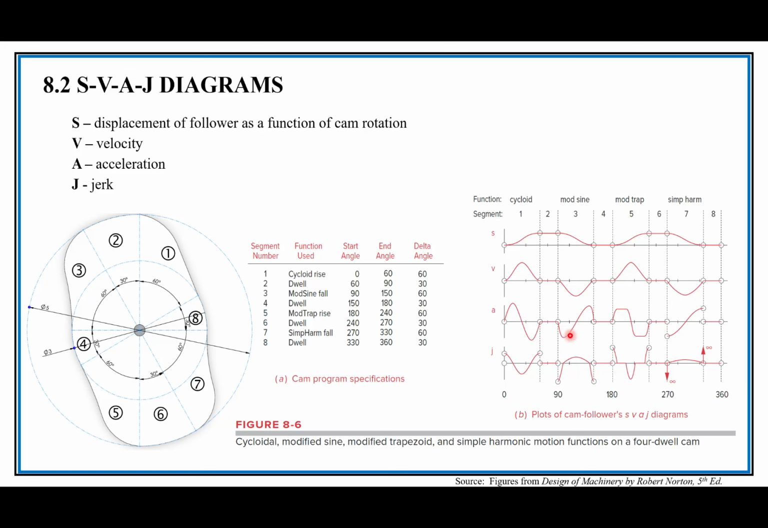You can see this is a little bit leaning more to the side than this one. That's part of the modified sine. This one has a little flat part to it. That's part of the modified trapezoid, we'll see. Simple harmonic, this is a discontinuity right there.